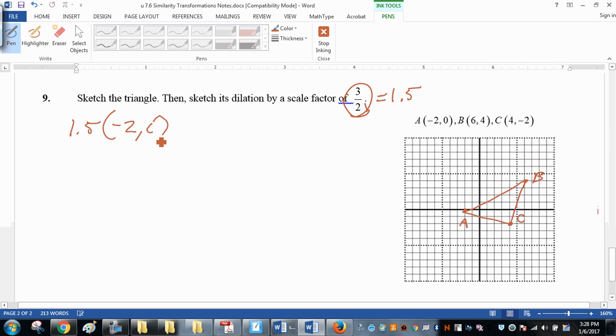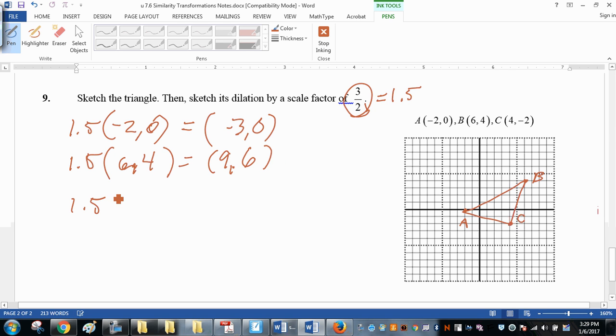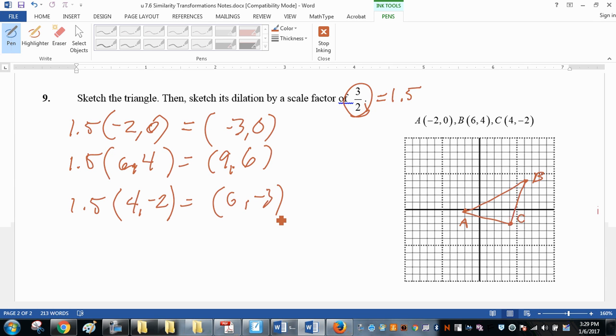1.5 times -2, 0 equals -3, 0. 1.5 times 6, 4 equals 9, 6. 1.5 times 4, -2 equals 6, -3. All right. Again, the shape should be the same, the orientation should be the same, but the size is going to be bigger. -3, 0. There's A prime. 9, 6. It's going to be all the way up here. There's B prime. And 6, -3. Right there. There's C prime. And we can see it's right above it here. Right below it here. Okay? Same shape, different size.